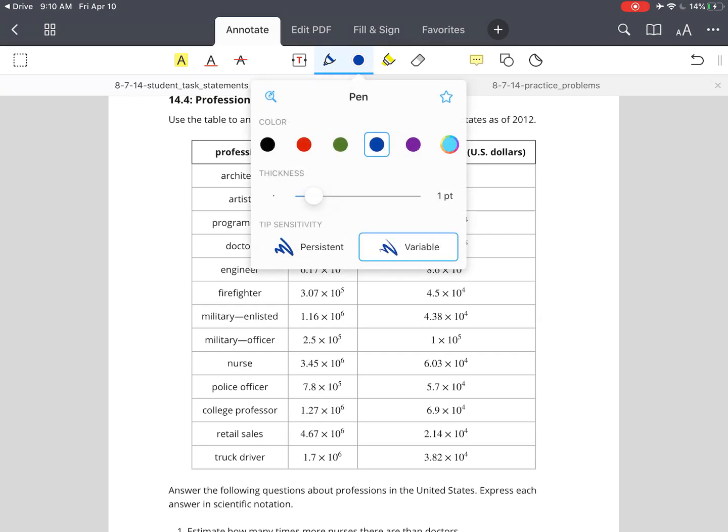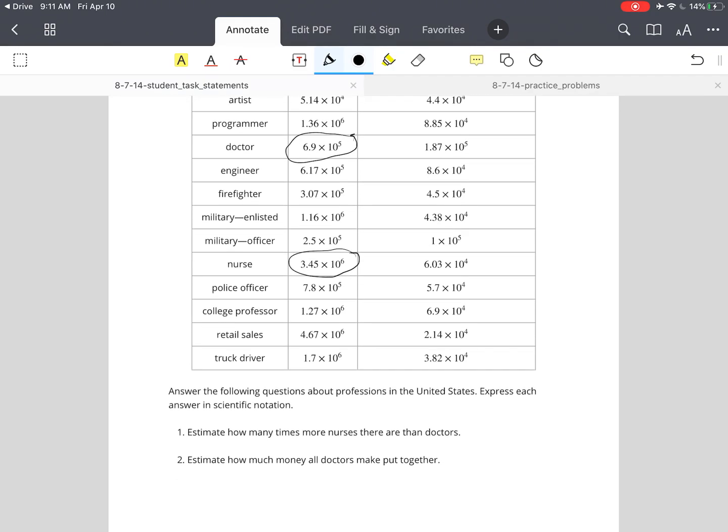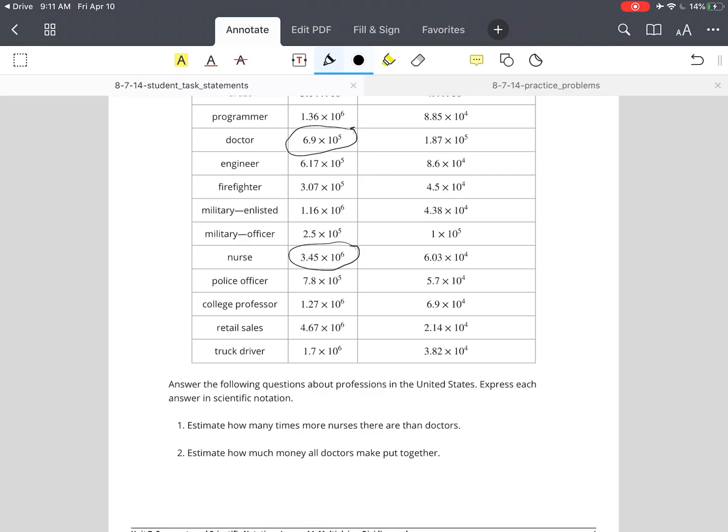So let's start with black, actually. Let's just go through the colors. So here's doctors, and here's nurses. Obviously, there's more nurses than doctors, so we're going to do 3.45 times 10 to the 6th over 6.9 times 10 to the 5th. 10 to the 6th over 10 to the 5th is going to be 10 to the 1st, or just 10. And then we're going to do 3.45.